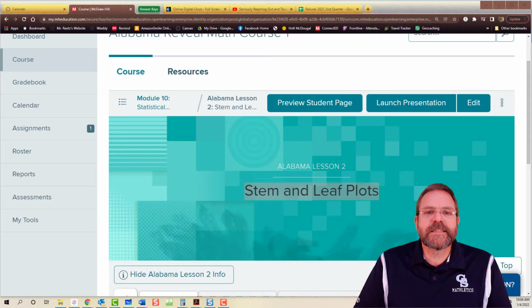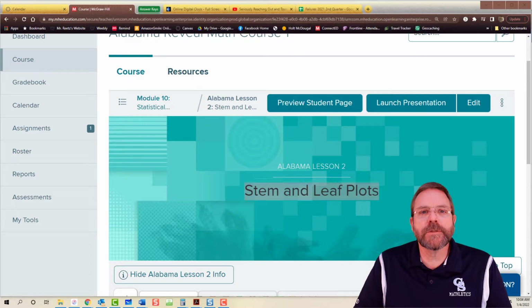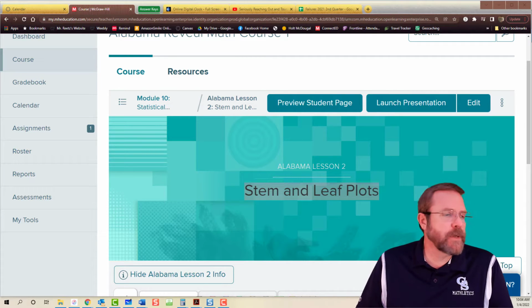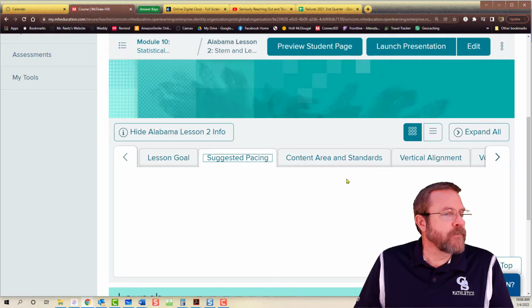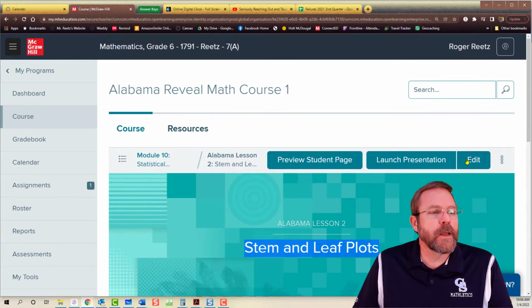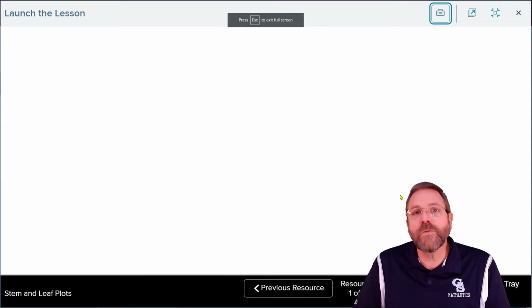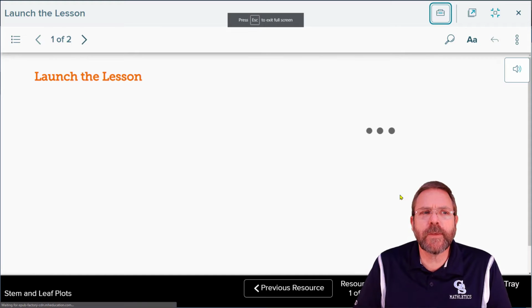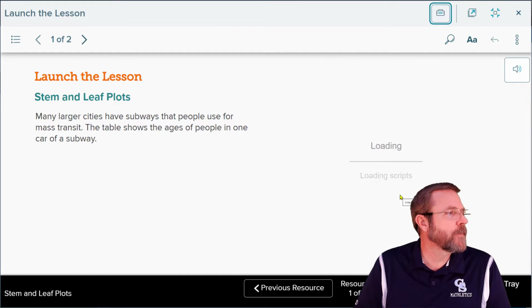Today we're going to be leaving the standard lessons in the textbook to do AL2, Alabama Lesson 2, covering stem and leaf plots, because apparently stem and leaf plots are not on the national course of study, but the state of Alabama says you need it. They did not give us any information like pacing guides and whatnot, but just looking at it, there's only 7 resources here, so I think this one's going to blow through pretty quick.